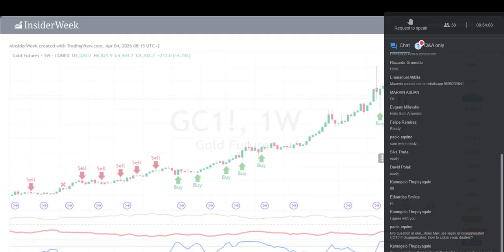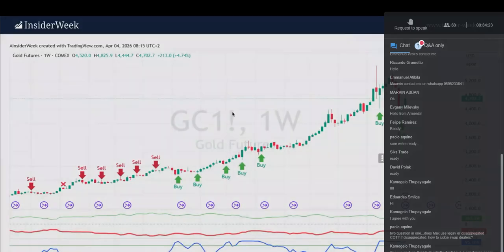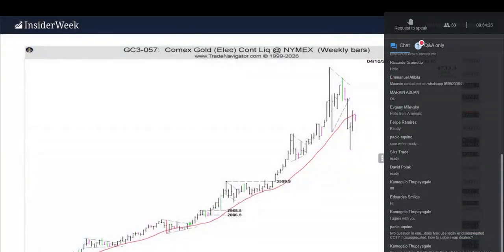Therefore, for me now, I'm staying on the sideline, so I'm flat, and I'm waiting for a new consolidation and a new buy signal based on COT data. Okay, so back to my presentation. Also here I showed some breakouts and so on.